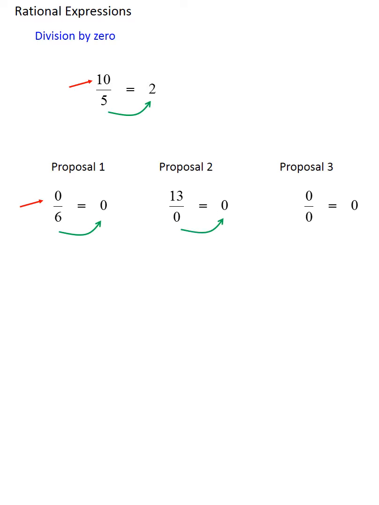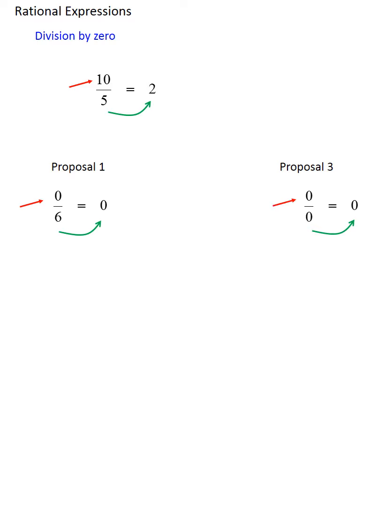Let's analyze proposal 2. This times this equals this. That's not logical. So it's not a good mathematical choice to claim that dividing by 0 gives an answer of 0. How about proposal 3?